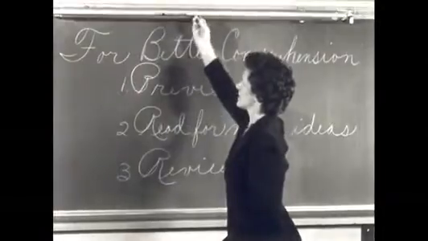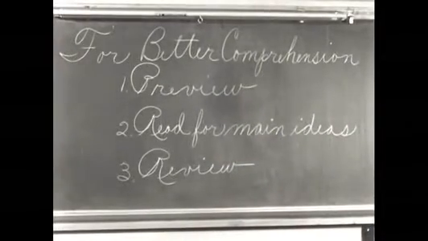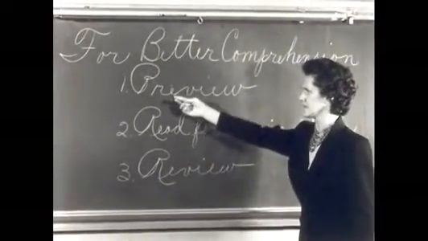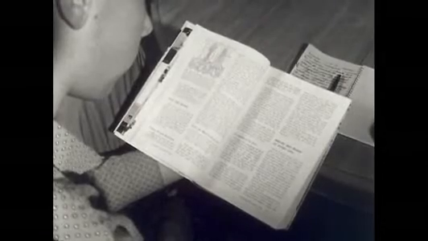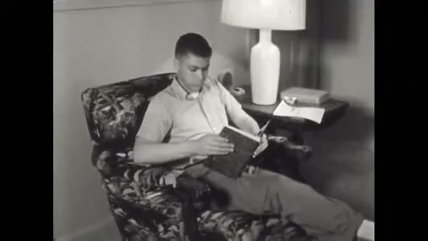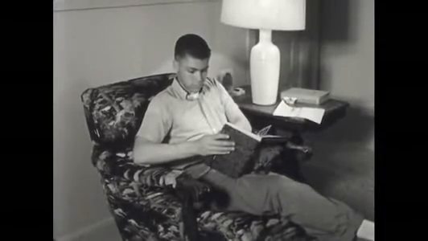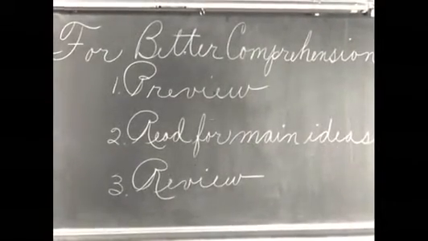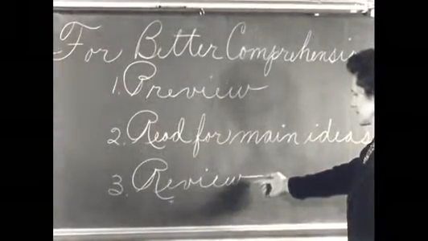On the board is a list of steps you can follow for better comprehension of much of the reading you'll do. First, read once to preview whether it's an article on penguins or a text assignment. Get an idea of what you're going to read by skimming, rapidly looking through the material. Knowing what the material is about in advance is an important first step for good comprehension. After you preview, read a second time for main ideas, noting their order. As you read, try to separate in your mind the main ideas from the minor ones. When you finish, read a third time to review what you have read.